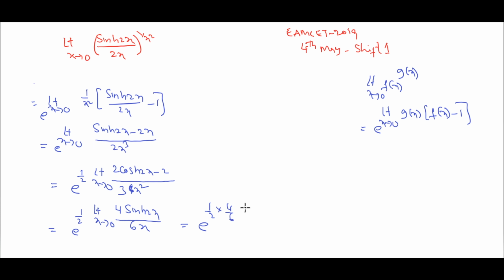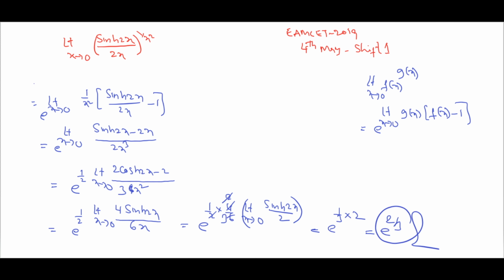So limit x tends to 0, sinh 2x by 2. The coefficient of x is 2, that is equal to e to the power of 1/2 times 2/3, with the 2 cancelling, that is e to the power of 1/3 times this value 2, which is equal to e to the power of 2/3. That is the answer.